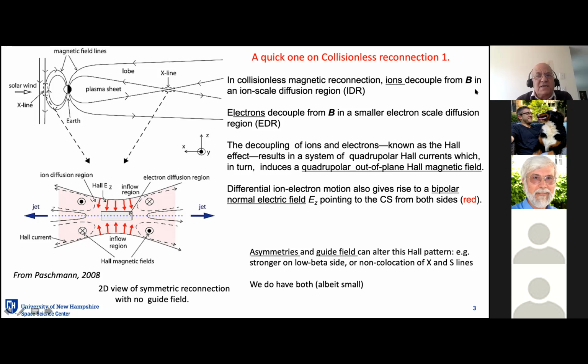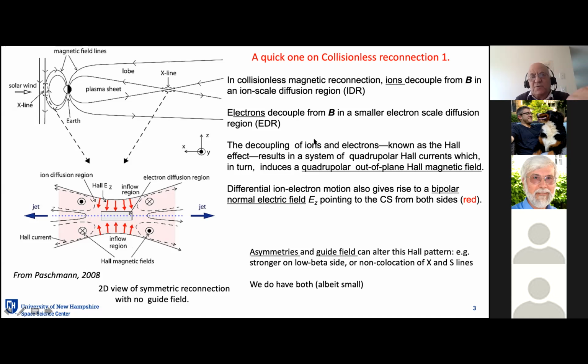So we have ions decoupling from the magnetic field in the ion diffusion region. And later, the electrons decouple within a smaller electron diffusion region. And this decoupling gives rise to Hall fields. In the magnetic field, you have quadrupolar out of plane fields. And in the electric field, in the red arrows here, in the normal component, you have a bipolar Ez, which is pointing towards the current sheet center from both sides.